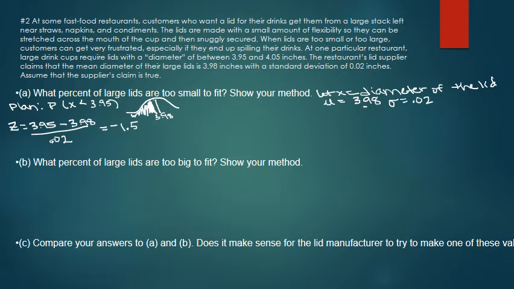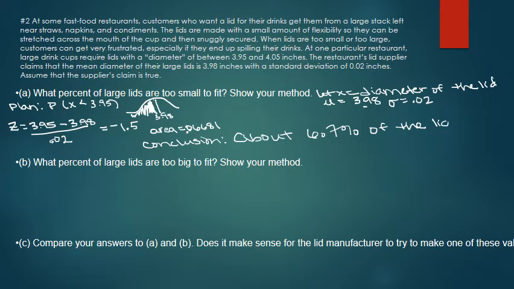So we're a full 1.5 standard deviations from the mean. So then we normal CDF it, we find the area. The area is equal to 0.0668. So move the decimal place twice. And our conclusion is about 6.7% of the lids are too small.